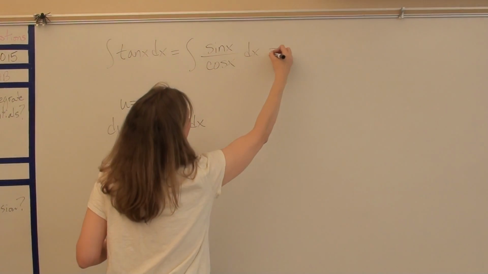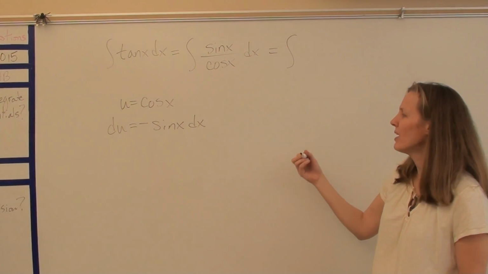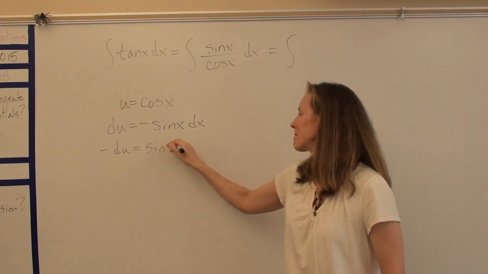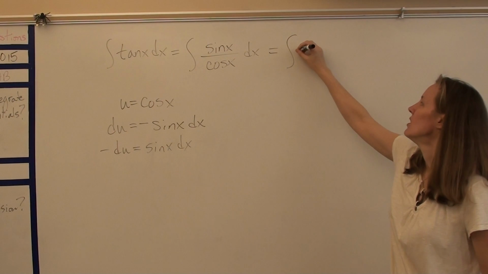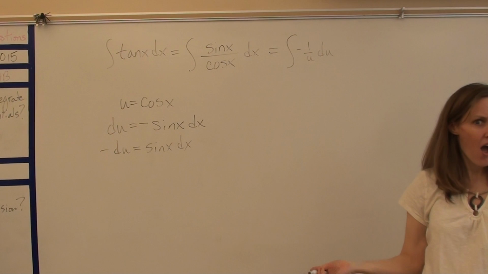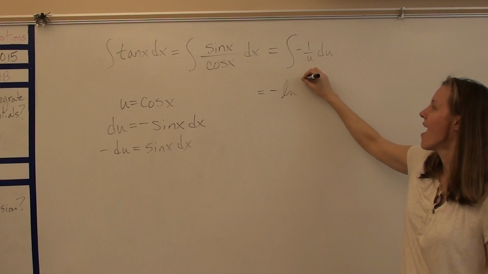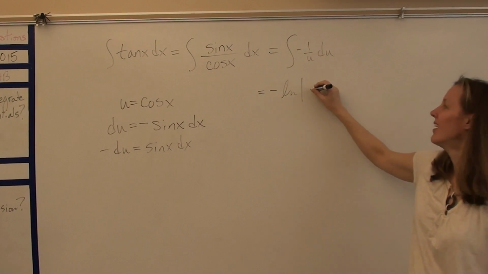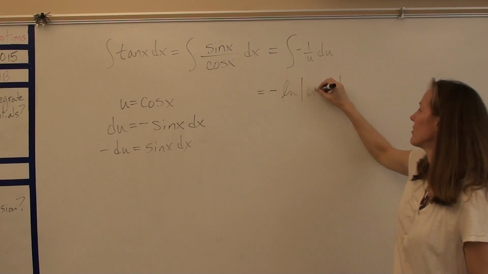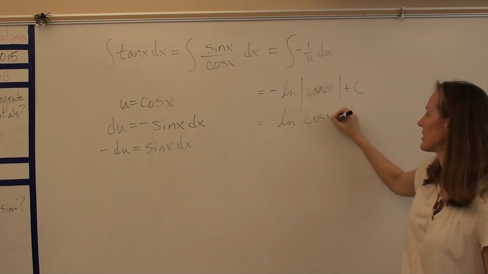So this is equal to, how would I rewrite this? I'm going to move my negative over: negative 1 over u du. So what is this then? It's just negative natural log of the absolute value of u plus c. Then convert back: this is negative ln absolute value of cosine x plus c.